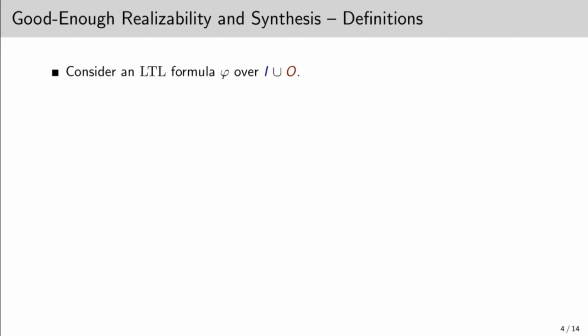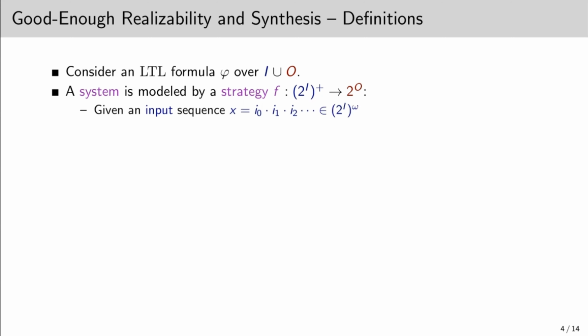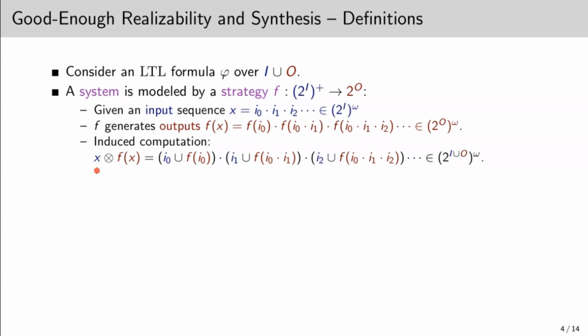Okay, some formal definitions. We work with formulas over input signals I and output signals O. And we model systems by strategies, which are usually given by transducers. A strategy takes a sequence of input signals, each of which is a subset of I, and outputs an output signal, which is a subset of O. Then, given an infinite input sequence such as X here, the strategy generates an infinite sequence of outputs, and this induces the infinite computation here. We then say that F realizes the formula if for every input X, the induced computation satisfies the formula. This is all completely standard.